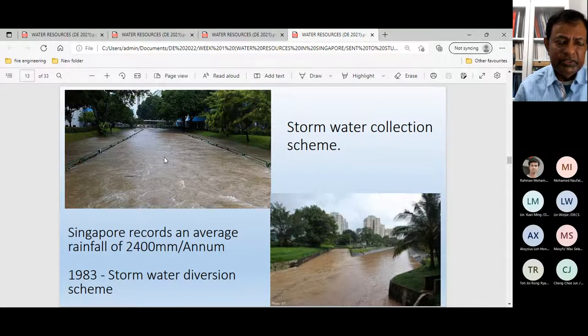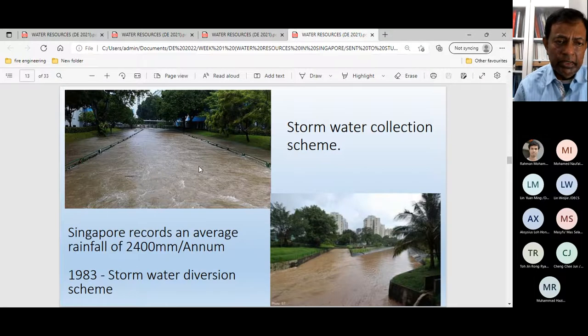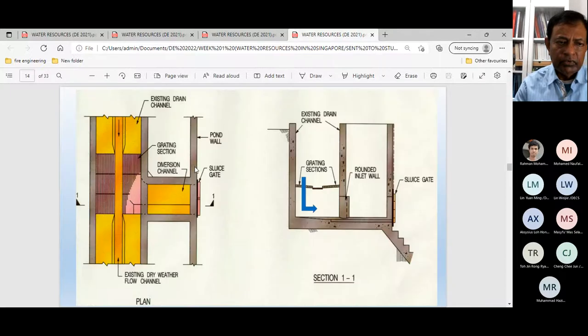This is a scheme which was introduced by PUB in 1983. What they did was construct diversion structures. This is a diversion structure. You can see that at the bottom of the channels you have gratings. The gratings are not shown inside the dry weather flow channel, because the water there is polluted, so we do not normally divert that water.